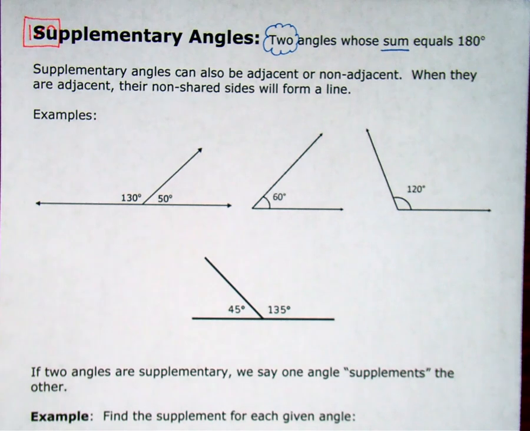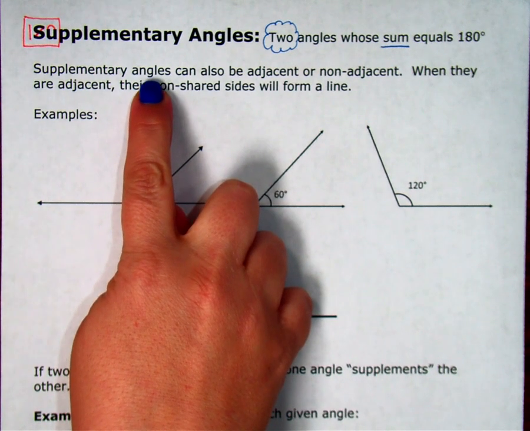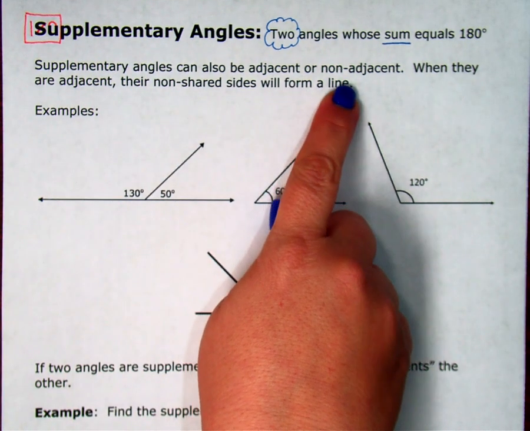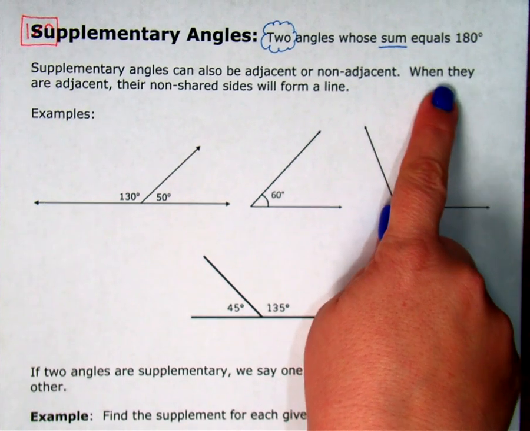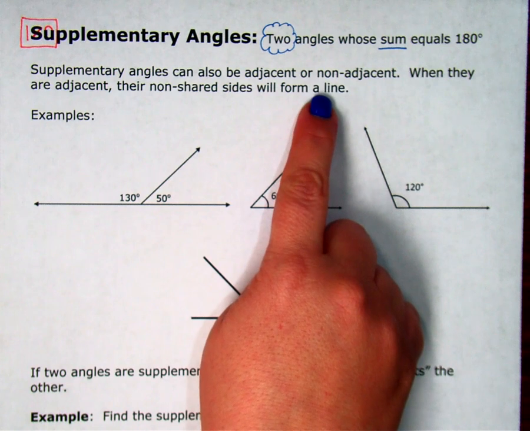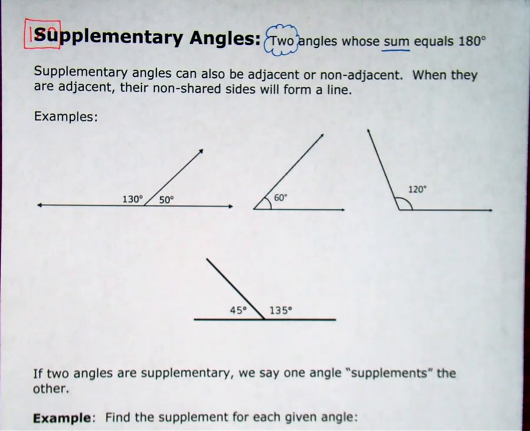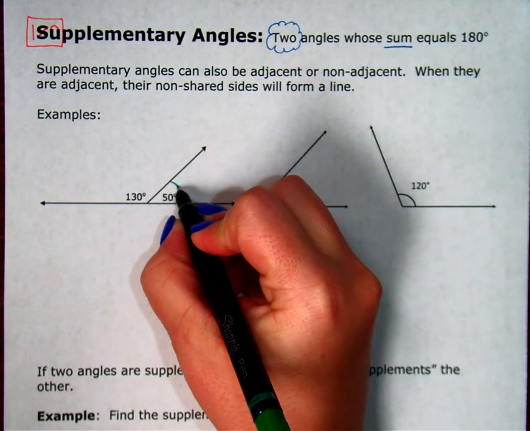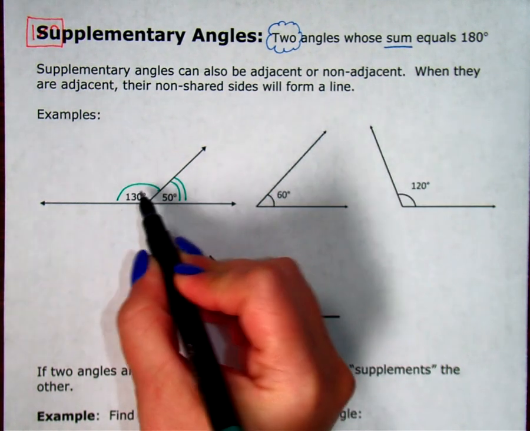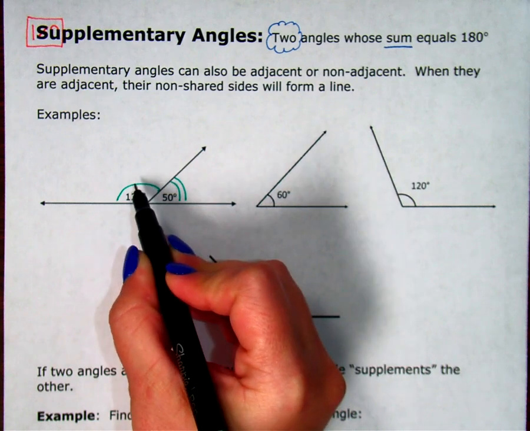So we're going to look at some examples that remind us that supplementary angles, just like complementary angles, can be either adjacent or non-adjacent. When they're adjacent, since they equal 180 degrees, their non-shared sides will form a line. So look at my first example here. When I look at this angle 50 and this angle 130, notice I marked them with different arcs because they're not the same angle.